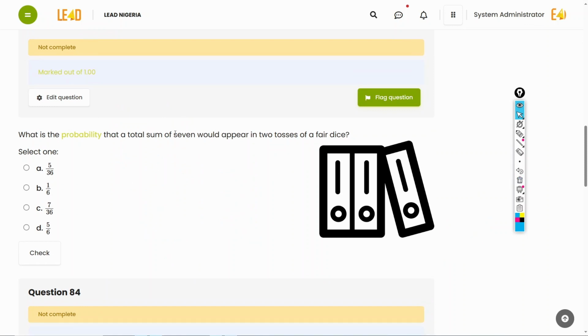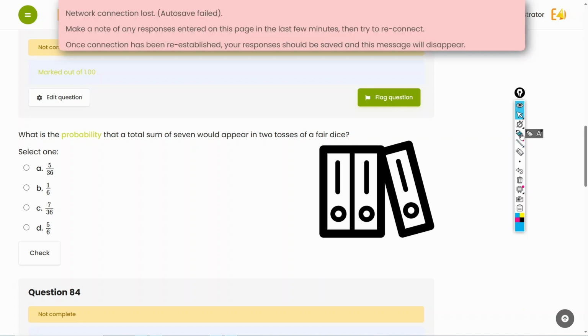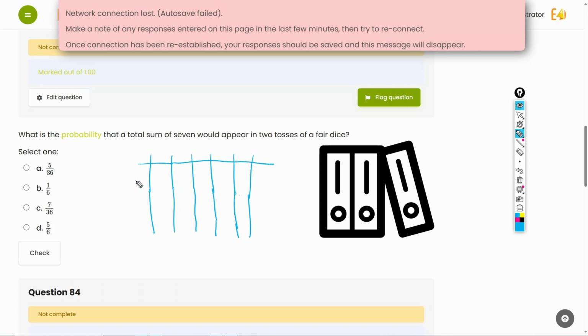84. What's the probability that a total sum of 7 would appear in 2 tosses of a fair die? All right, so let's draw what 2 tosses would look like. So let's draw the sample space. At the top we'll represent the possibilities for the first toss. At the side we'll represent the possibilities for the second. Then, right in the middle, in the area of the grid, we'll represent the possibilities for the sum.